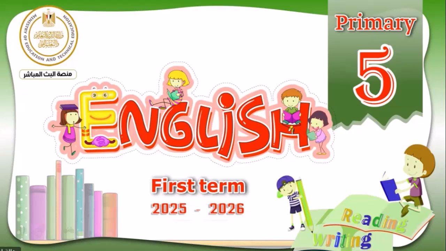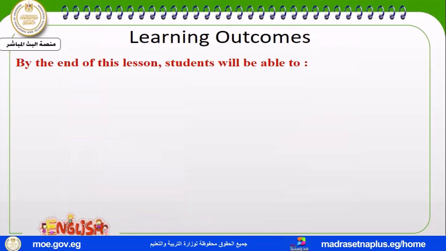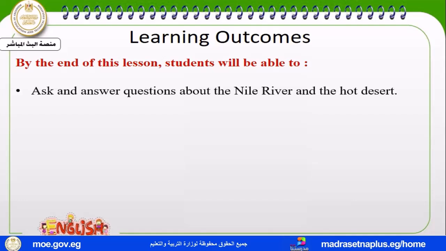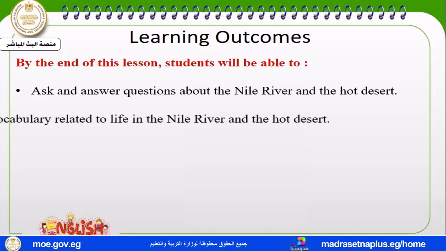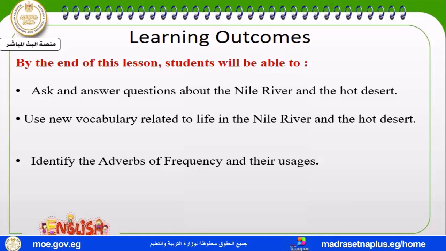2025-2026. I'd like to welcome you all to Unit 1, Food, Nature and Culture. In order to begin our session, I am going to let you know more about the learning outcomes. So by the end of lesson 1, students will be able to ask and answer questions about the Nile River and the hot desert. Use vocabulary related to life in the Nile River and the hot desert. Identify the adverbs of frequency and their uses.